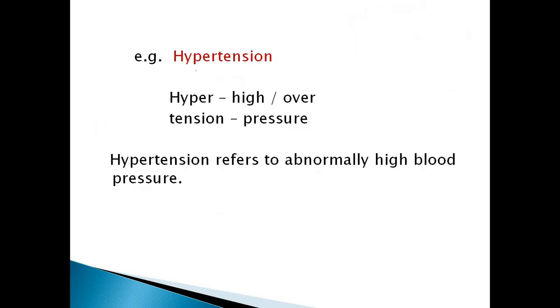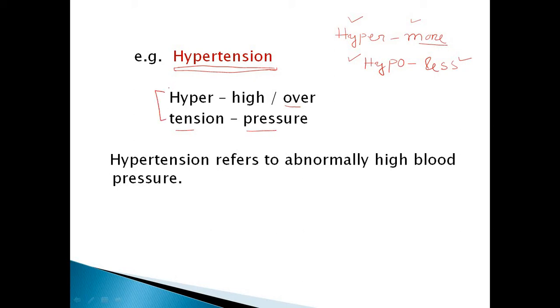For example, here I have written hypertension. You all know that hypertension is high BP. Due to high BP we suffer from hypertension. In biology, hyper, H-Y-P-E-R, means more or high, and hypo means less. Hypersecretion of a hormone or any body fluid means more secretion, and hyposecretion means less secretion. Hyper means high or over. Tension means pressure. These two words form hypertension.